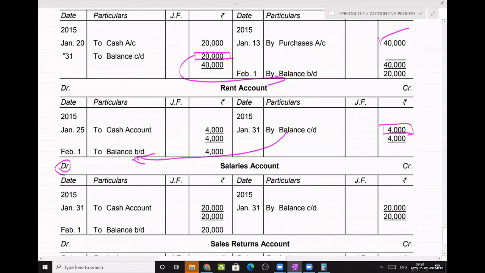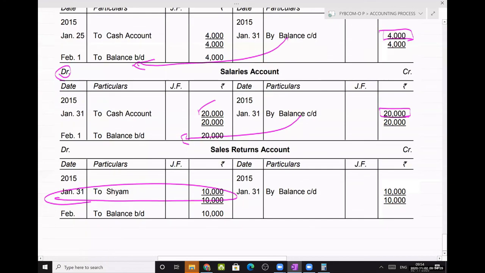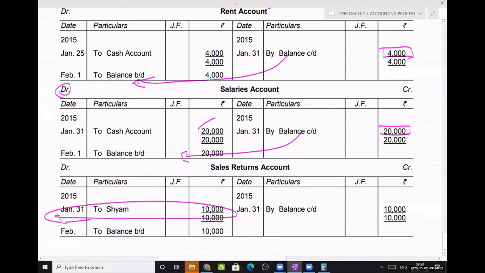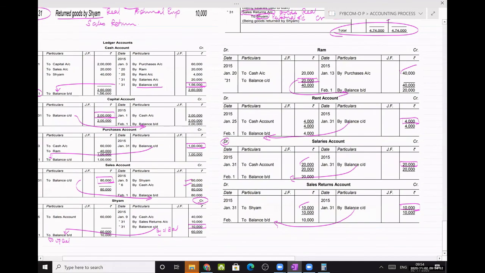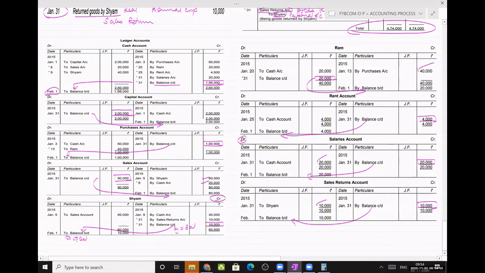Similarly for salary, debit side total is 20, credit side में कुछ भी value नहीं है, so that is my closing balance. 20,000 minus 0 is 20,000. So this closing becomes your opening. Last, sales return, debit side total is 10,000, credit side में कुछ भी नहीं है, तो 10,000 minus 0 is 10,000. So my balancing figure is 10,000. So my closing balance is opening balance for the next month, first date of the next month. Okay, fine. So this completes step 2 of accounting process.